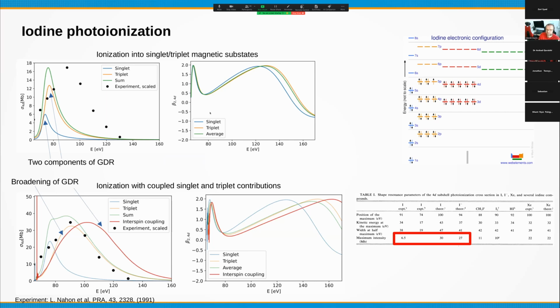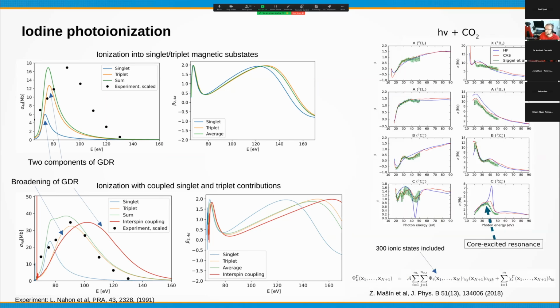We did calculations with more refined models. So this is first a plot which shows ionization into singlet and triplet substates of the 4D shell, here in isolation. And on the bottom, we see a calculation where all those different states of different spin were coupled in a larger close coupling calculation. And we see that now the shape of the photoionization cross section is starting to resemble the shape of the experimental one. Although the magnitude is still very much off, we have just rescaled the experiment to match our magnitude of the cross section.